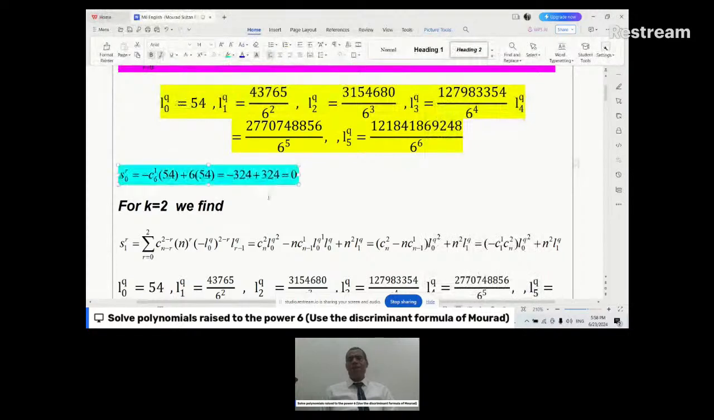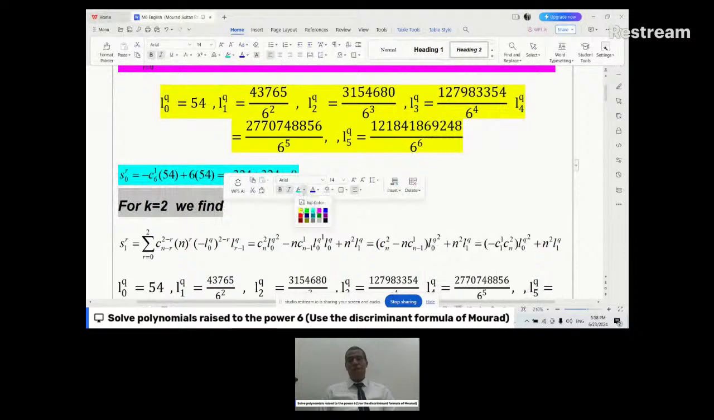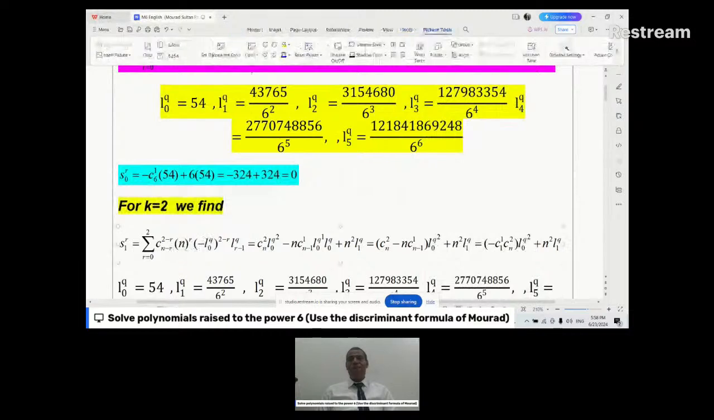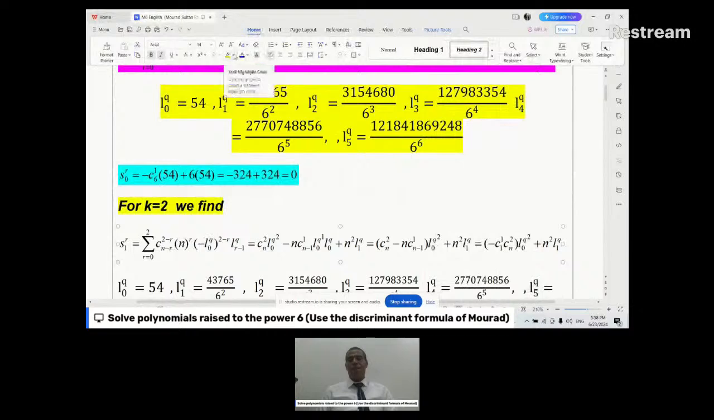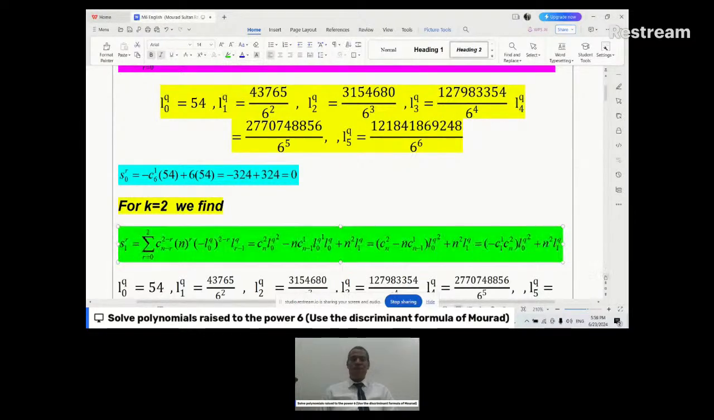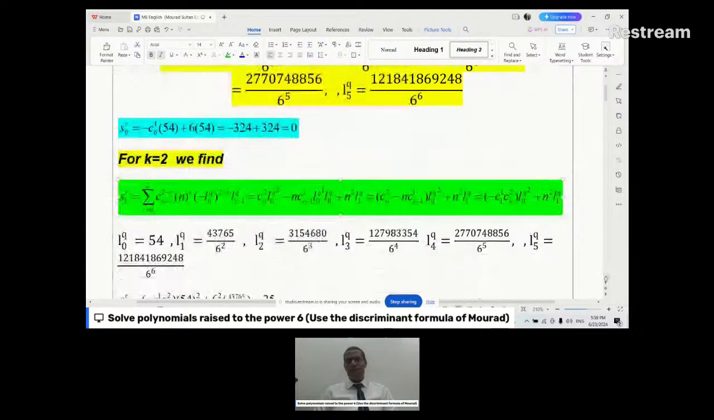Okay, now learners, I'm going to find S1 of order r. To find the value of S1 of order r, learners, we have to set k equal to 2 in the discriminant formula of Mourad Sultan Ezouidi. Therefore, I will just start substituting k with 2, and I will try to find the value of this. Here, learners, we can continue developing this formula.